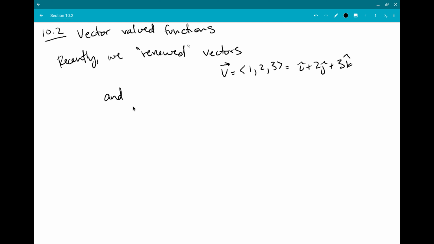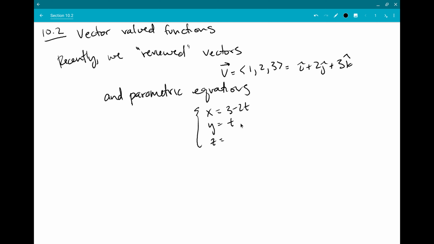And we also thought about parametric equations. We took something like x equals 3 minus 2t, y equals t, z equals 1 plus t. And we could write that in a vector form: 3 minus 2t, t, 1 plus t. And maybe we called that something like r, and it just held on to our x, y, and z coordinates.